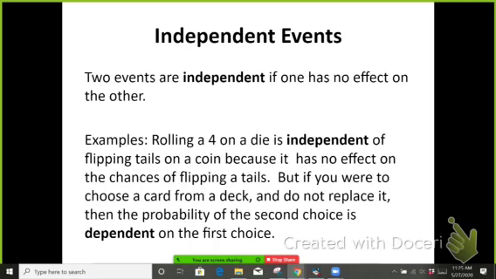Here we go. So if you roll a 4 on a die, it's independent of flipping tails on a coin, because what you roll on a die has no effect on what you flip on a coin. And actually, every time you roll a die, it's independent of the next roll. If you roll a die and it's a 4, and then you roll it again and it's a 4, and then you roll it again and it's a 4, on that 4th roll, there's still a 1 out of 6 chance you roll a 4.